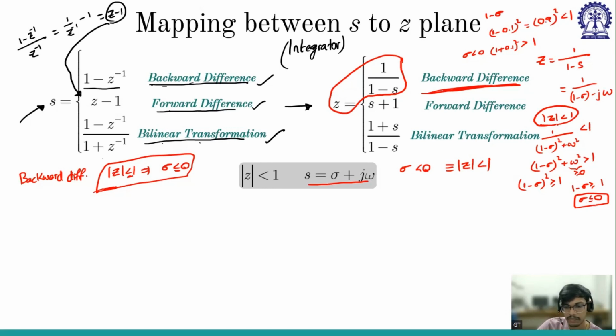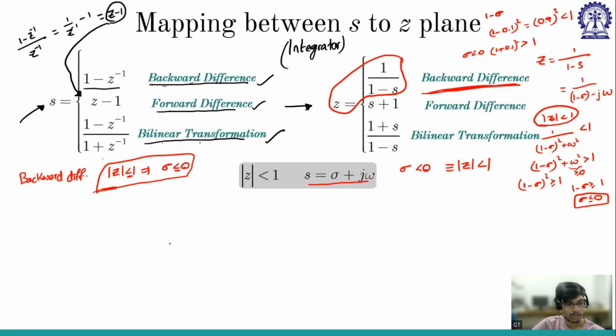Is that clear? Sir, you are taking mod Z less than 1 and substituting sigma plus j omega in the place of S and checking whether sigma is less than or equal to 0 or not. Yes. Okay, sir.